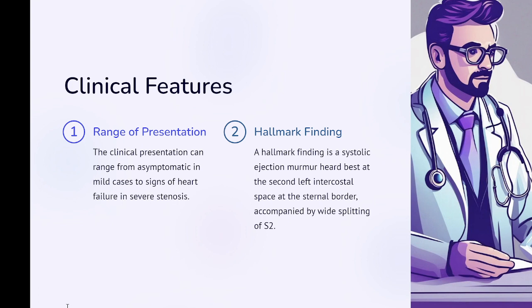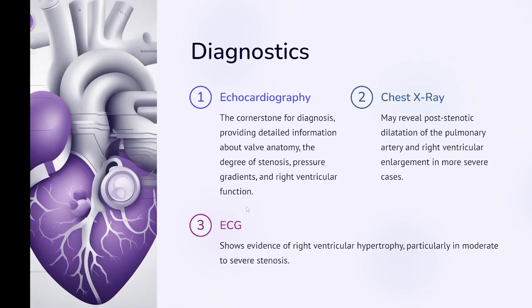Diagnostics: echocardiography, the cornerstone for diagnosis, providing detailed information about valve anatomy, the degree of stenosis, pressure gradients, and right ventricular function. Chest X-ray may reveal post-stenotic dilatation of the pulmonary artery and right ventricular enlargement in more severe cases. ECG shows evidence of right ventricular hypertrophy, particularly in moderate to severe stenosis.